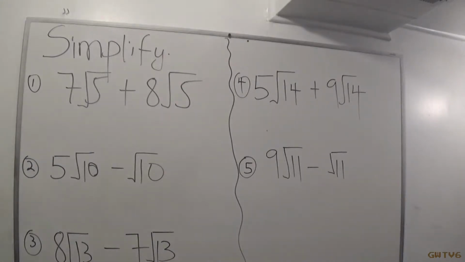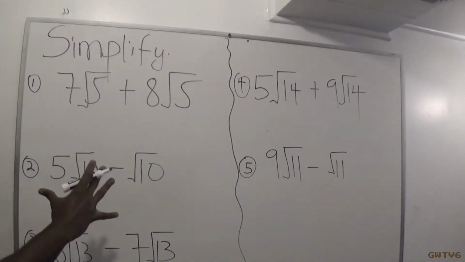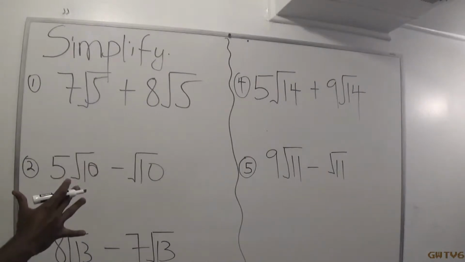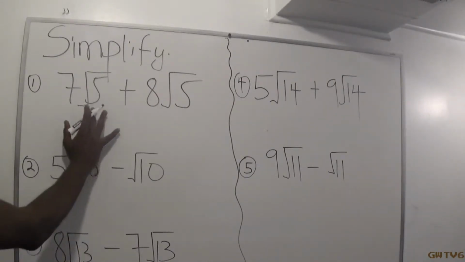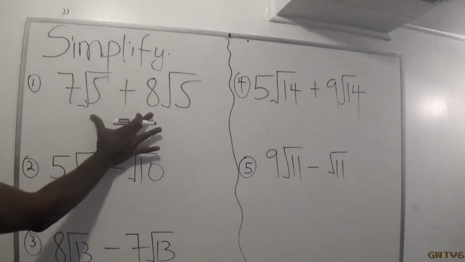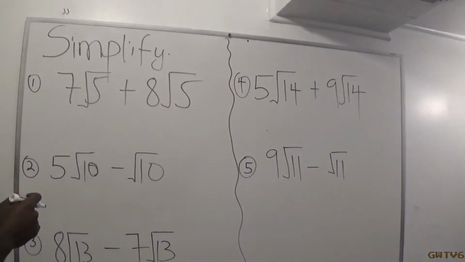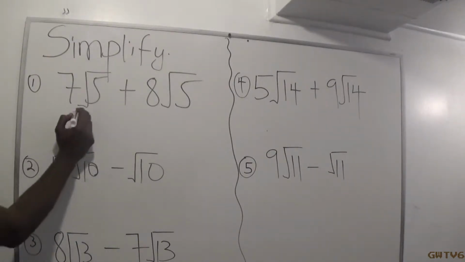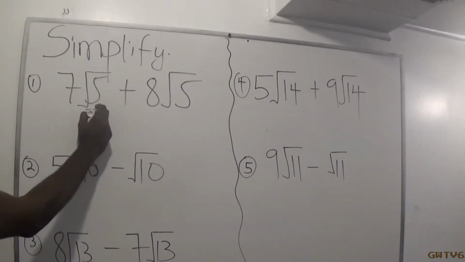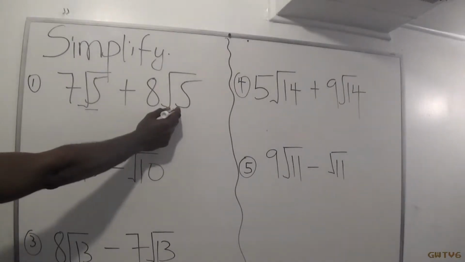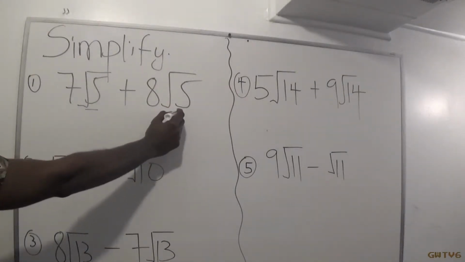So when it comes to adding or subtracting square roots, you know the first thing I look at? You look at the square roots. Just the square roots part, right? Check to see if they are the same. So like the first one, you see how this is square root of 5? Check this also. Is that square root of 5? It is square root of 5.